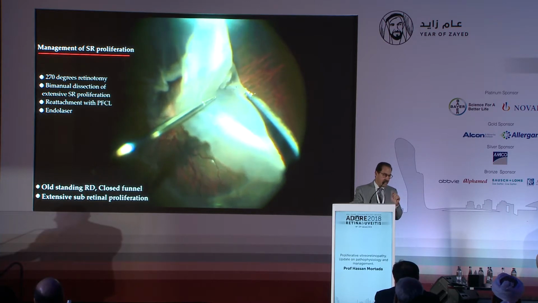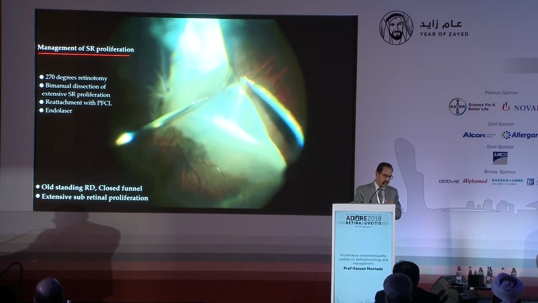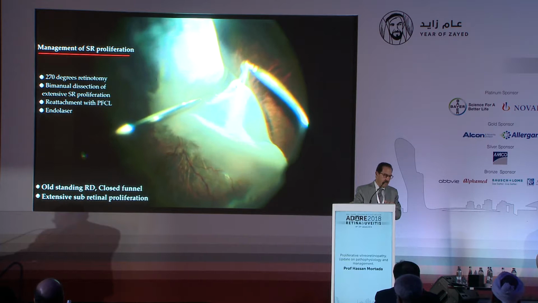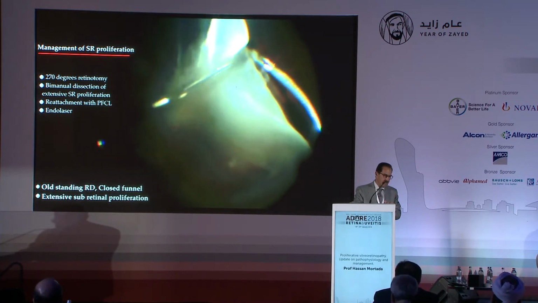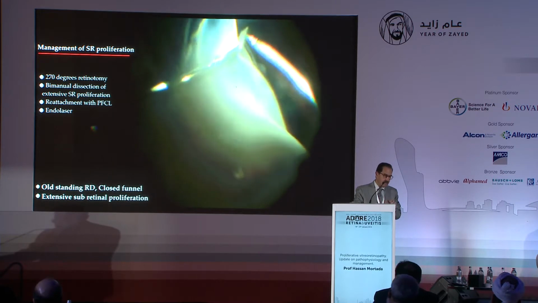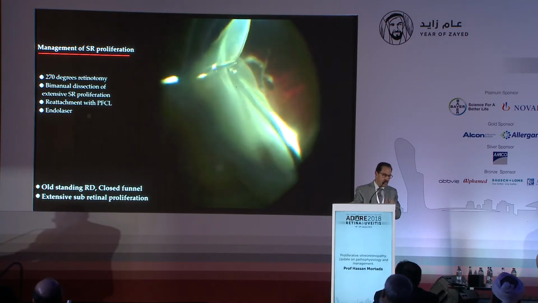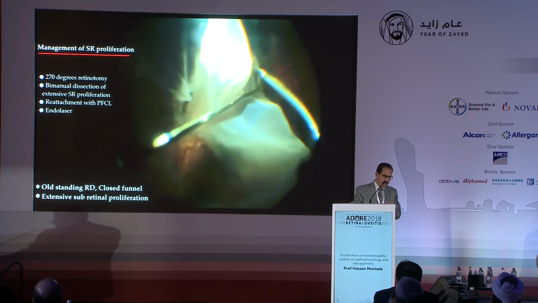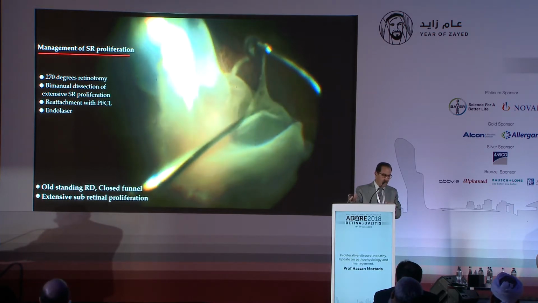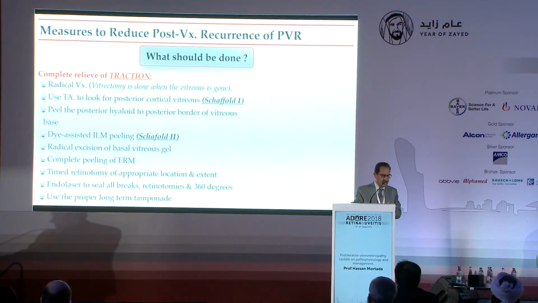Still, there is a membranous subretinal proliferation, and you have to remove all the subretinal proliferation because it is very close to the macular area, in order to stop the traction over the macular area and provide the patient with long-term anatomical and visual results.